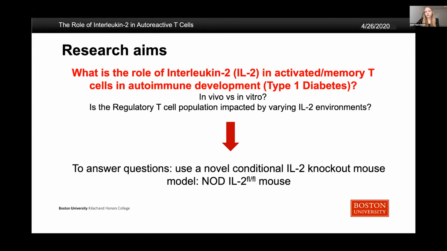And to answer these questions, I used a novel conditional IL-2 knockout mouse model called the NOD-IL-2 flox mouse. And this model is really unique in that it allows us to understand the role of IL-2 in these activated and memory T cells, whereas previous models have only been able to look at the role of IL-2 in naive T cells, or T cells that kind of aren't fully functioning.